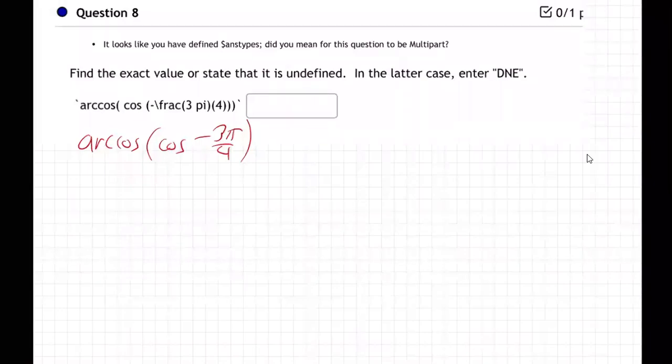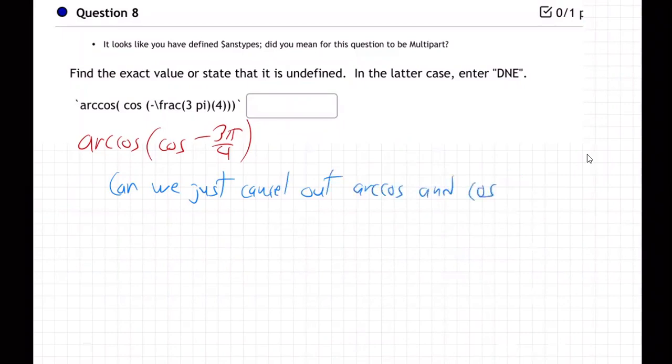Okay, so what do we do on this problem? Well, again, the question is not when, but can we just cancel out arc cosine and cosine, right? We'd like to just go boom, boom, because they're opposites, right? Can't we just cancel out like that? Isn't the answer just negative 3 pi over 4?